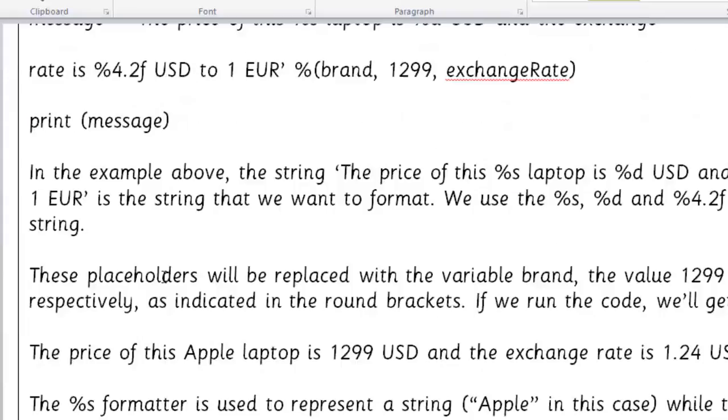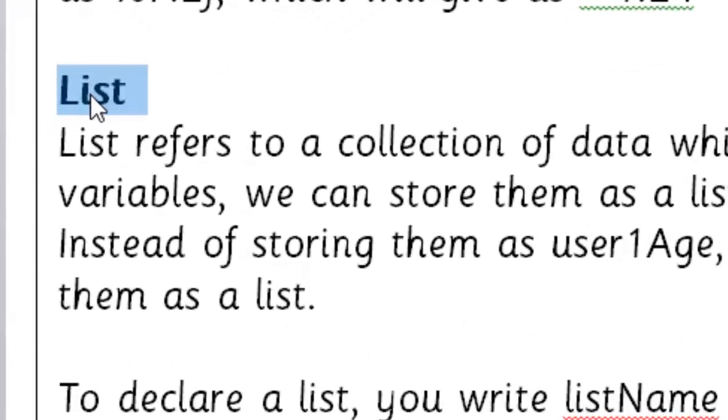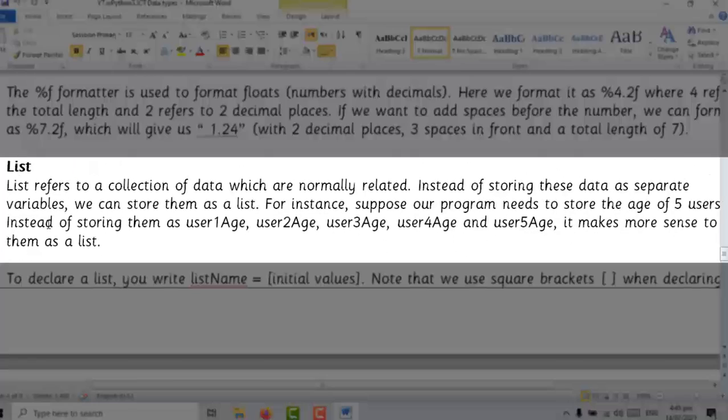In today's lesson, we are going to add more data types to learn about in Python. The first one for today, and the fourth one of all, is list. List refers to a collection of data which are normally related. Instead of storing these data as separate variables, you can store them as a list. For instance, suppose our program needs to store the age of 5 users. Instead of storing them as user 1 age, user 2 age, user 3 age, and so on, it makes more sense to store them as a list.